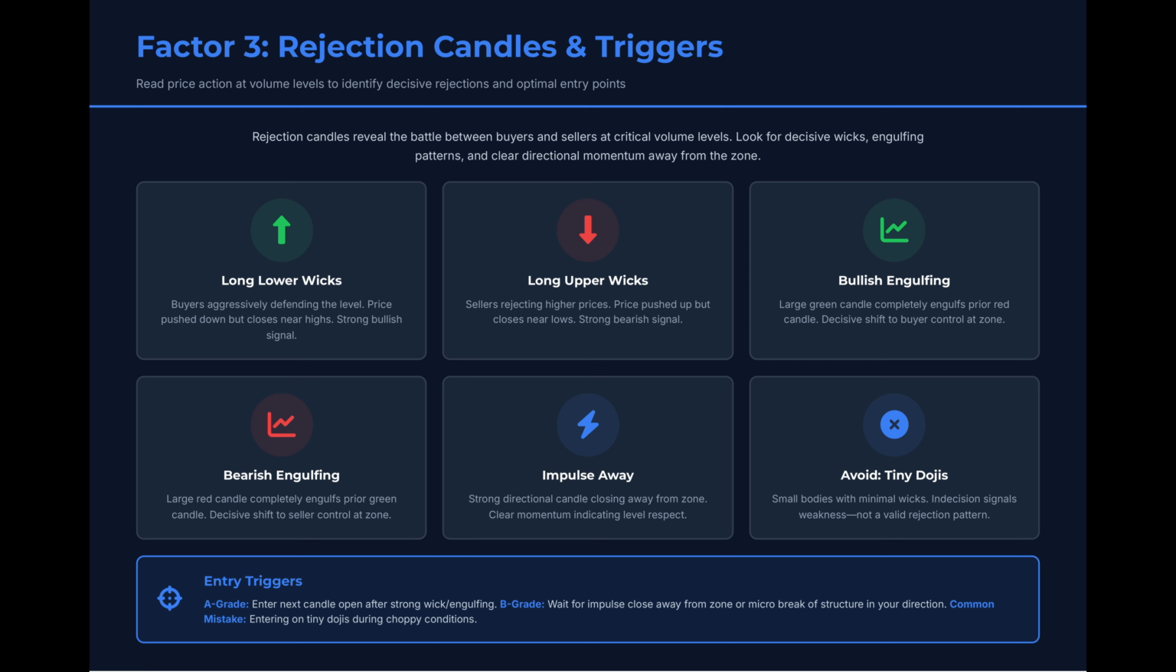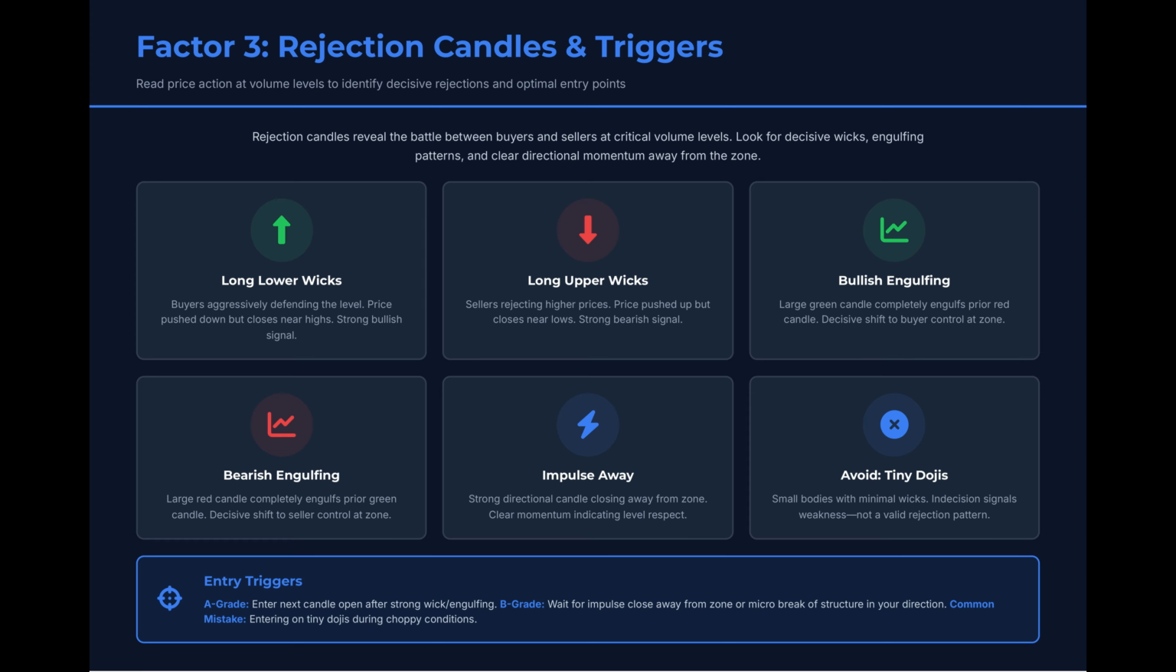Rejection candles are your real-time confirmation that institutional participants are stepping in at a level. They show you, in that exact moment, whether buyers or sellers have conviction when price touches support or resistance. Factor 1 tells you what happened in the past at this level. Factor 2 tells you where momentum is going based on recent structure. But Factor 3 tells you what's happening right now. And for precision entries at volume profile levels, this real-time information is absolutely critical.